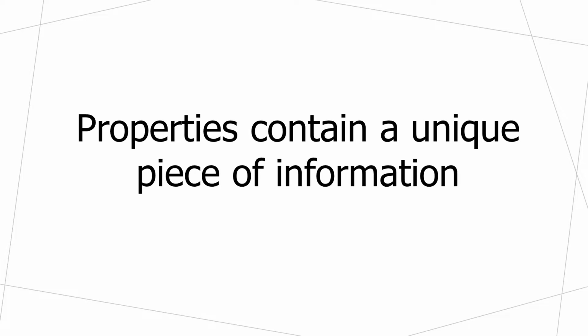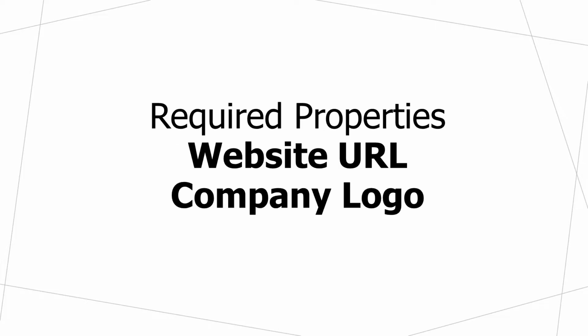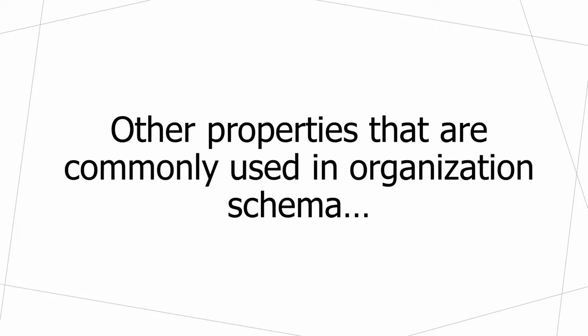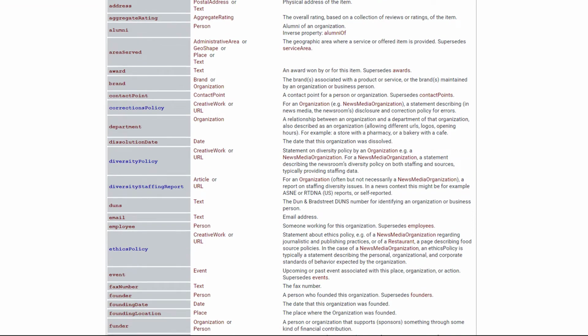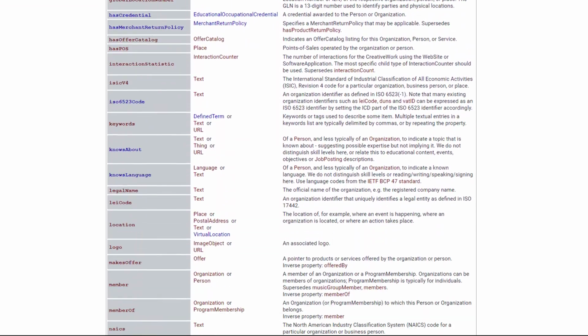Within a type of schema, there are different properties. Each property contains a piece of information. For organization schema, currently, Google requires two properties, website URL and company logo. Along with those required properties, it's common to provide other pieces of information, like the organization's name or address or information about the people who work with this organization. You can view all the available properties about any schema type on schema.org.